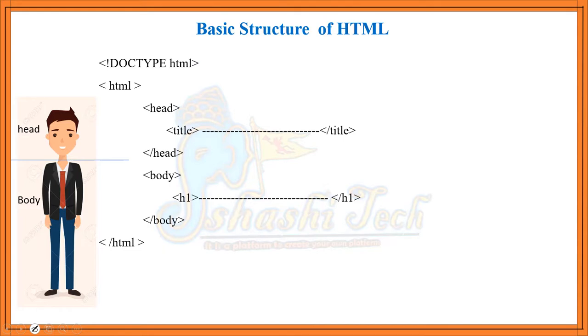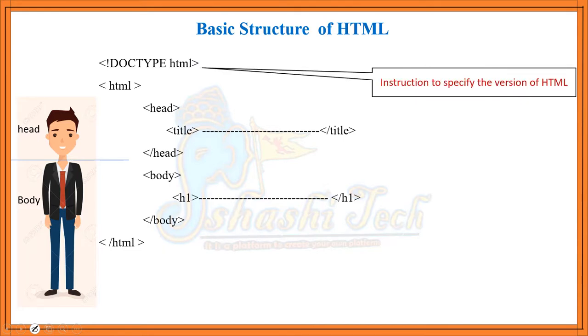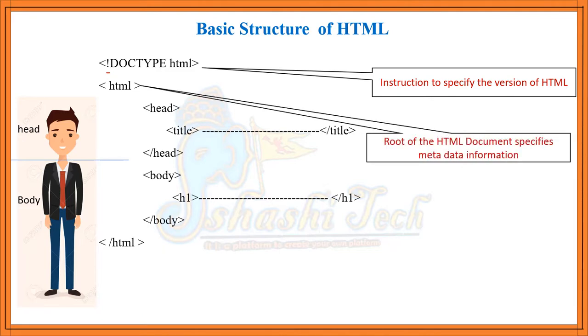And we are using a doctype HTML. This doctype HTML tells which version of HTML you are currently using in this HTML page. The exclamatory mark tells that we are using HTML version 5. And this HTML element of the document specifies the metadata information.